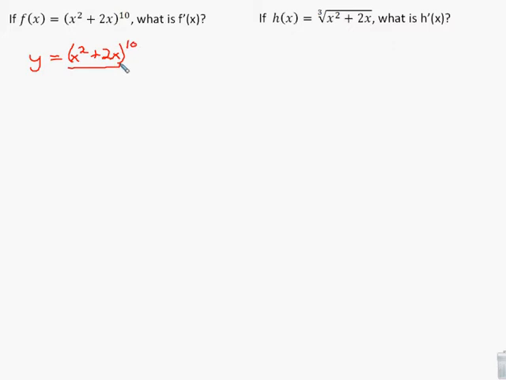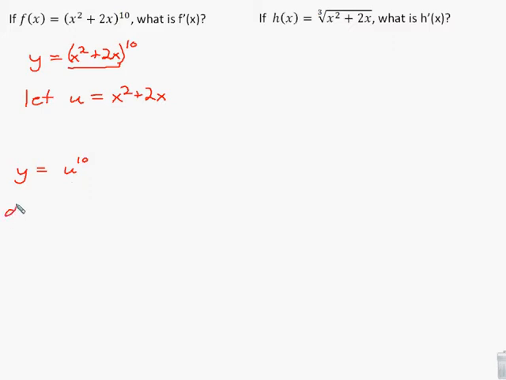So we are going to, and I'm going to write this each time, let u equal x squared plus 2x. And I'm going to leave a blank here because we're going to need to write something else in here later, and we'll do that each time, but this first one, I want you to see why we need to write that. So what we'll do now is substitute in, so we'll have y equals u to the 10th, and we're going to differentiate this.